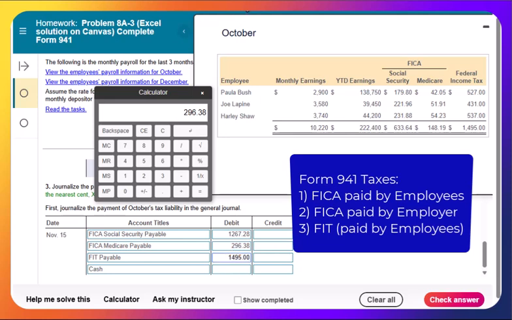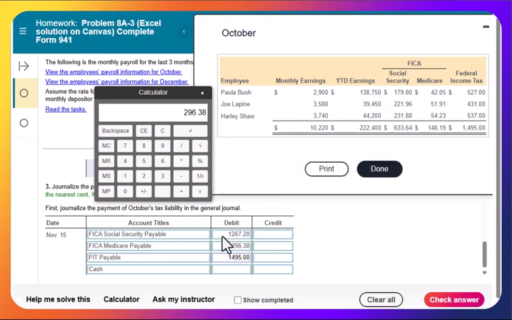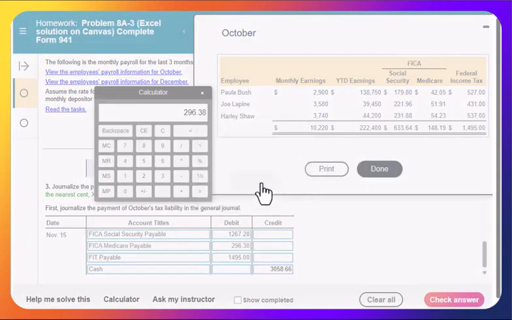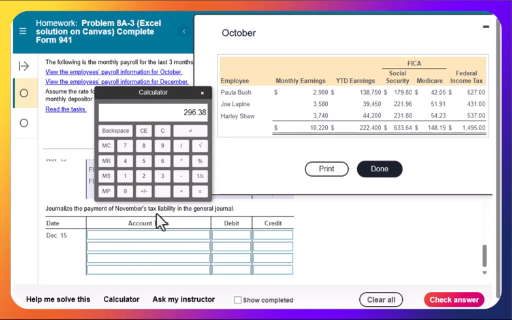And then finally we're going to have our cash amount. So we're going to add these up: $1,267.28, $296.38, and $1,495 for a total to balance our transaction of $3,058.66. So that's the amount of cash we are going to be paying out in order to remove these payables. So let's check our answer here. Good job. And now we'll be doing the same thing here for November's tax liability.